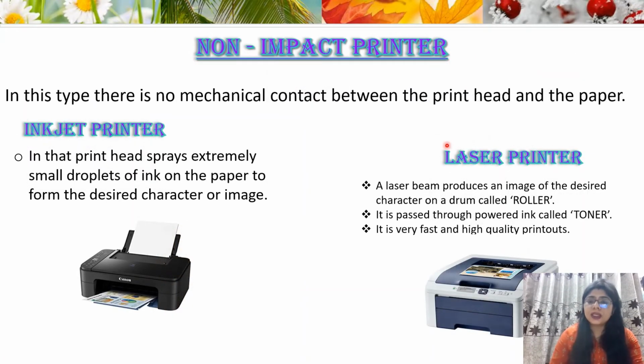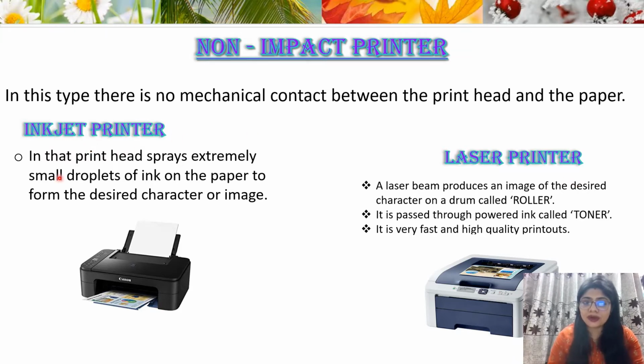Next comes non-impact printer. In this type, there is no mechanical contact. Okay, no kind of impact is there. So no mechanical contact between the print head and the paper. And the examples are inkjet printer and laser printer.